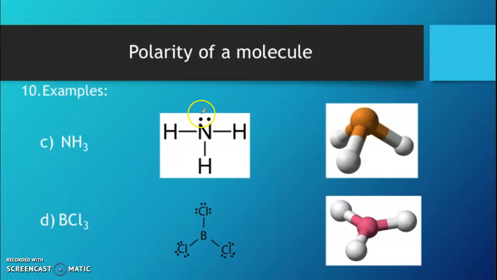Okay, next shape. Here's our Lewis structure. Our center atom is nitrogen. Nitrogen has 1, 2, 3 sets of bonded and 1 set of unbonded. So 3 and 1 makes this pyramidal. Pyramidal is always going to be asymmetrical. If we cut this top and bottom, it's going to be asymmetrical. So asymmetrical is always going to be polar. So I'll put polar here, P-O-L.